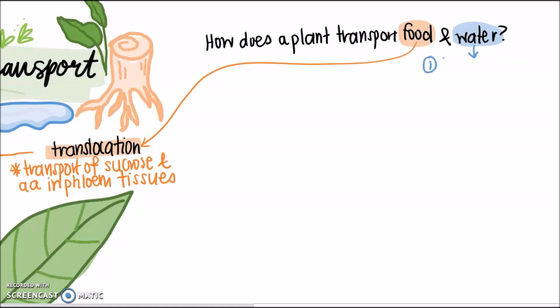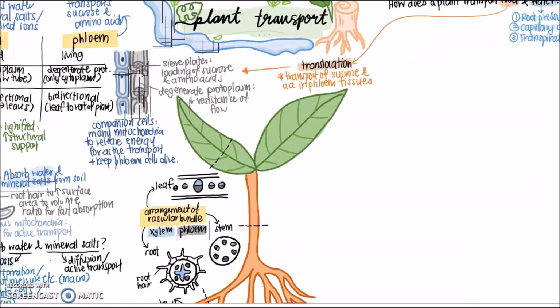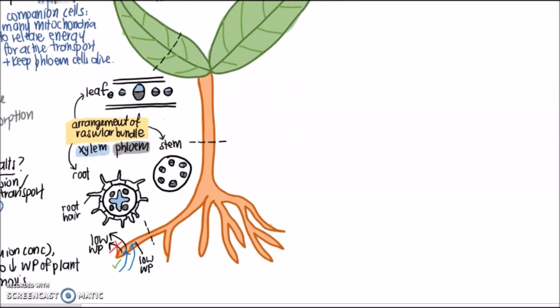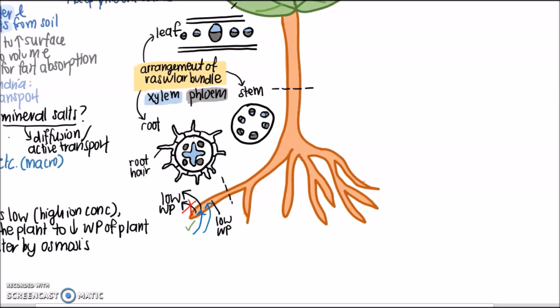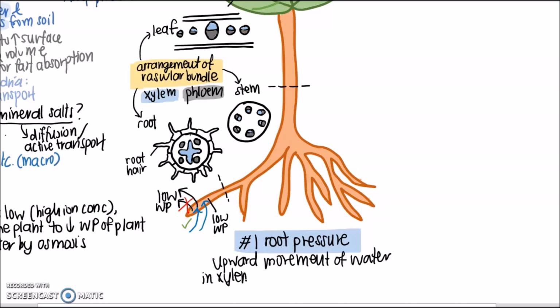For water, there are 3 processes: root pressure, capillary action, and transpiration, which is the most important one because transpiration is the main force driving water transport in a plant. Okay, so let's start off with the roots first because that's where water enters. So root pressure, what is it? It is the upward movement of water in xylem due to the pressure from continuous entry of water.